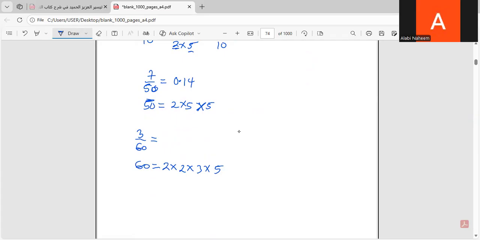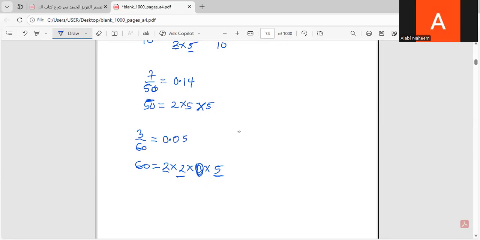That's 60, right? Now, you can see that you have 2, and then you have 5 also in the number 60. But there's also 3, right? So, you might expect that this fraction will give a non-terminating recurring decimal. Why? Because it has some other numbers other than 2 and 5 in its denominator. But the case is not so. 3 over 60 is actually 0.05.